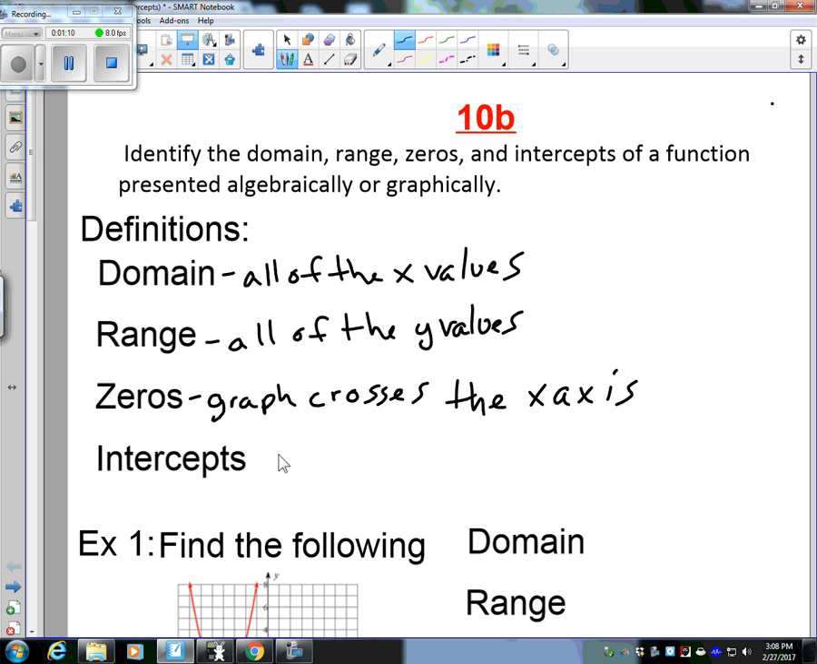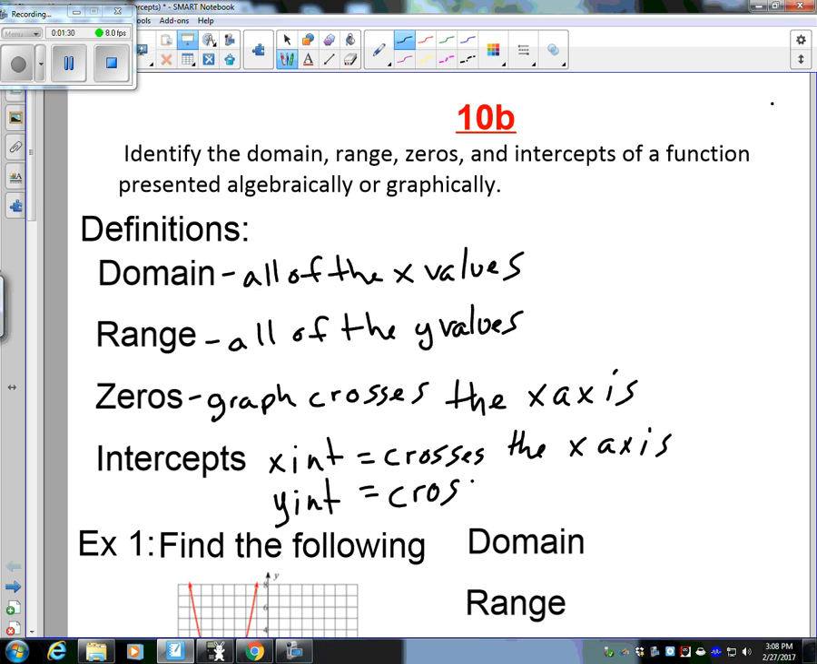Intercepts, you have x-intercept, which kind of speaks for itself, where the graph crosses the x-axis. And you have y-intercept, where the graph crosses the y-axis.